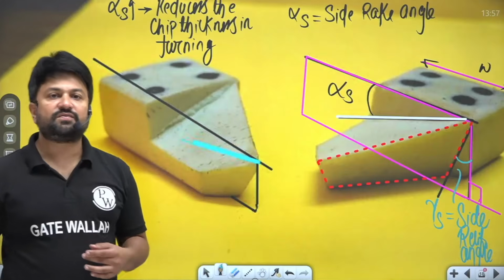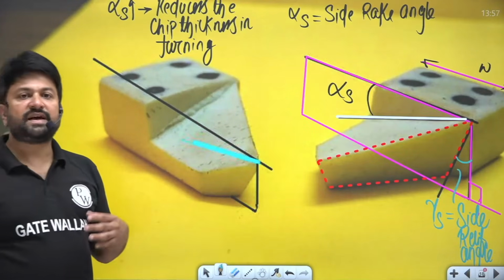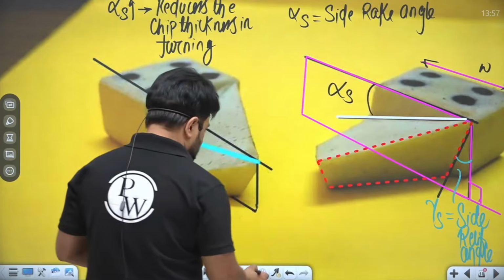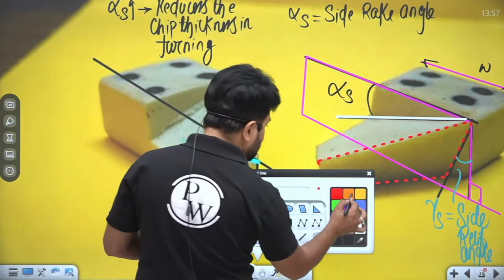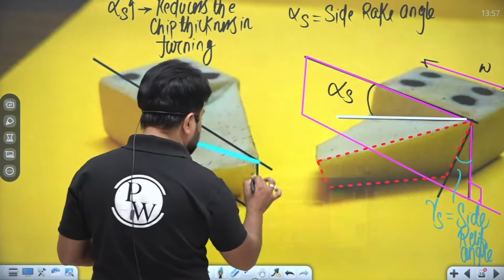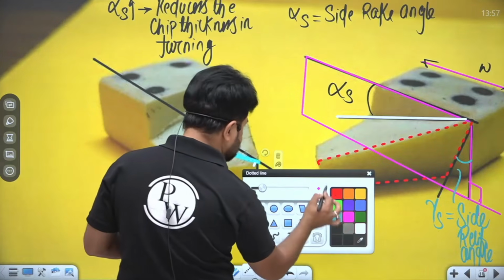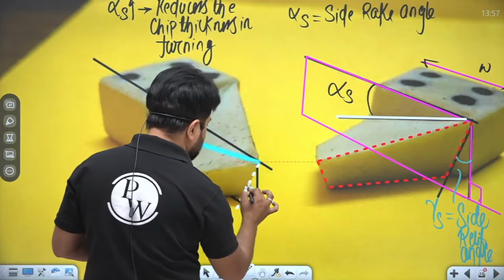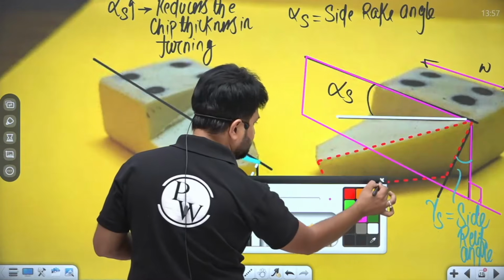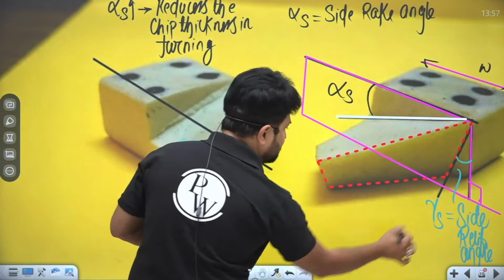This angle is known as the side relief angle. If you talk about the side relief angle, you can also talk about the end relief angle. Let me draw you the end relief angle again. This is the end relief angle, and this is the side relief angle.